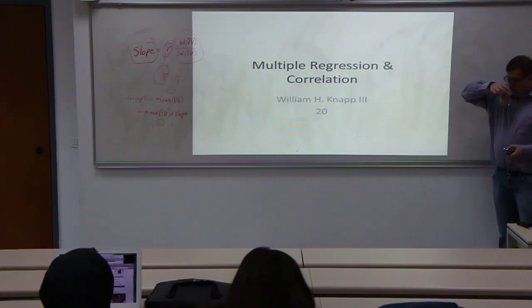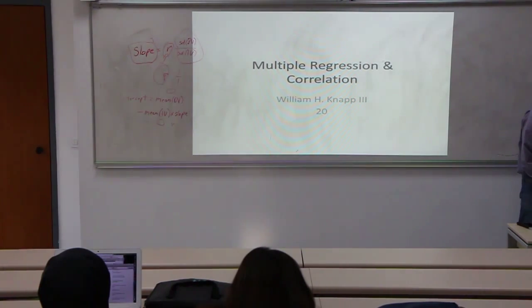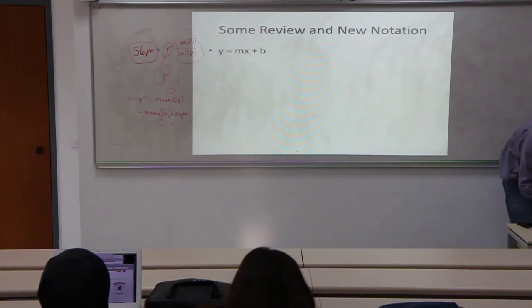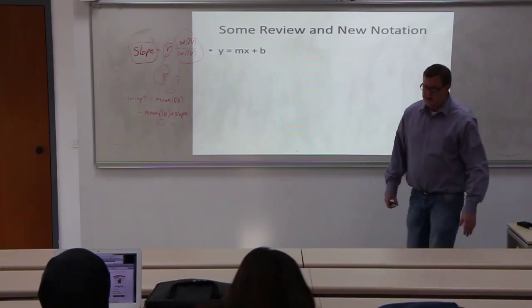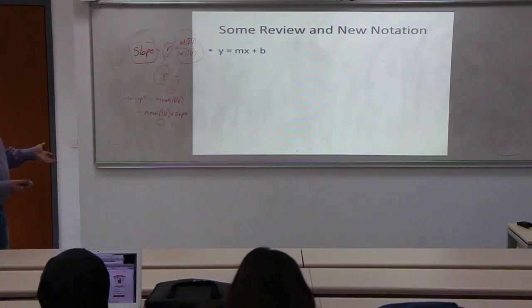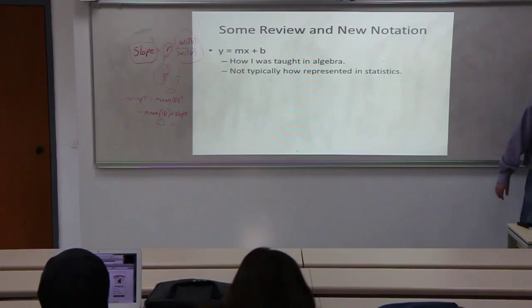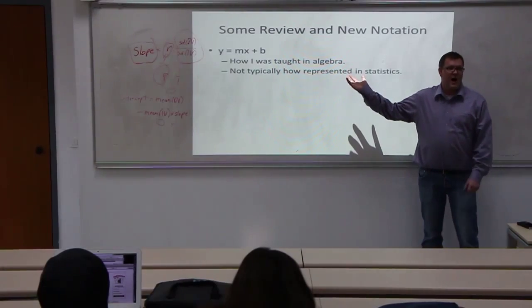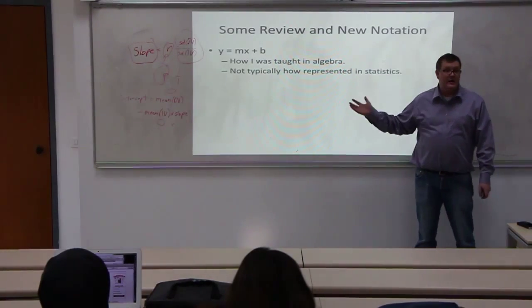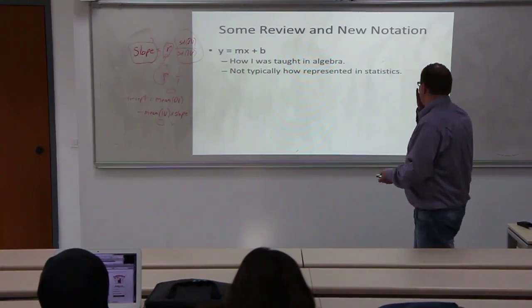Okay. So let's talk about multiple regression and correlation. So let's start with some review. We have a formula for a line, y equals mx plus b. This is the form for a line that I learned when I was in high school. This is the form for a line that I used when I was in college as an undergraduate. So I'm very used to the y equals mx plus b.